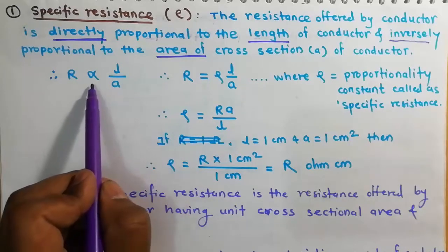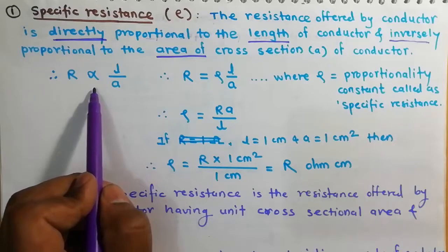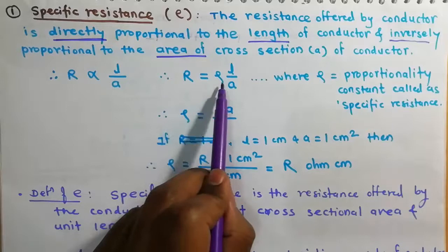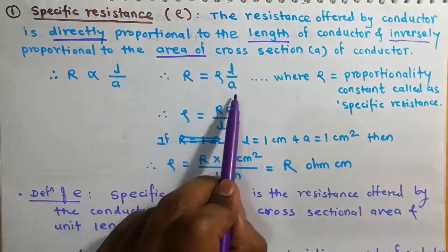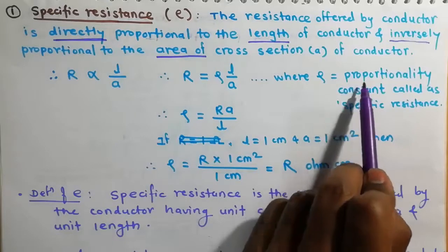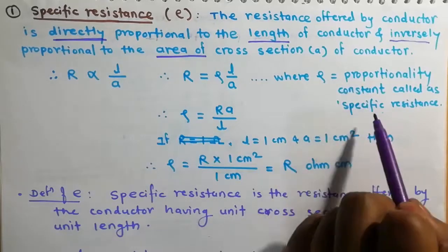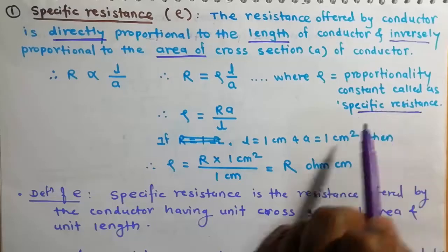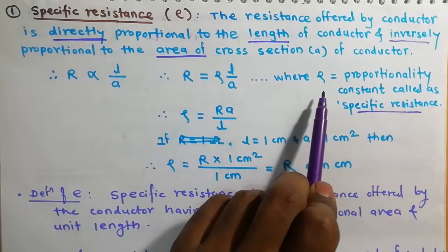If we introduce a proportionality constant, then we get R, resistance, is equal to rho into L by A. Here rho is a proportionality constant, and it is called specific resistance.